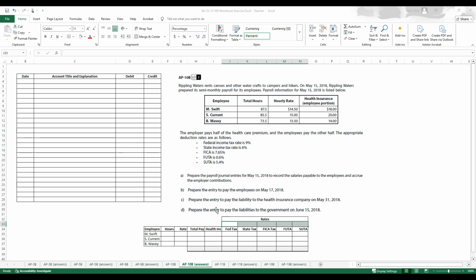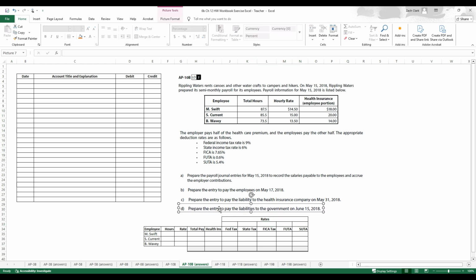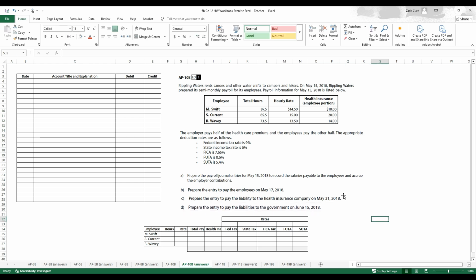Okay, so let's dive in here. Move this up just a little bit, give ourselves some room. Our first step is to prepare the payroll journal entries for May 15th to record the salaries payable and accrue the employer contributions. I have this little table down here that's going to help us calculate everything out. Having a table like this is pretty essential for payroll problems because there's usually a lot to calculate. So let's go ahead and fill out what we know.